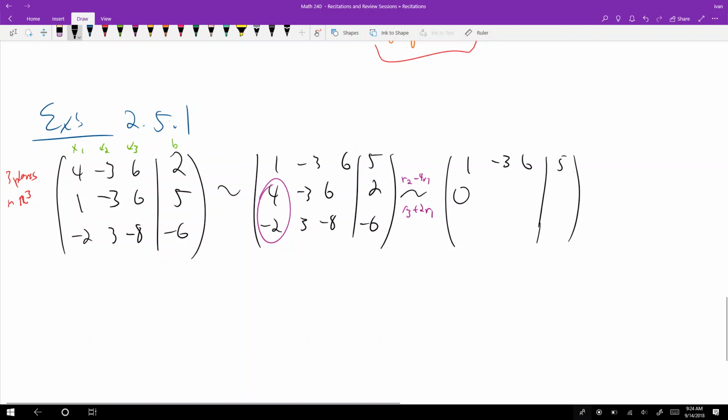Well, that's 0. This is negative 3 minus a negative 12, so that's plus 12. This is 9. 6 minus 24, negative 18. 2 minus 20, negative 18. Okay, and then row 3 becomes 0. 3 plus negative 6, negative 3. Negative 8 plus 12, 4. Negative 6 plus 10, that's positive 4. All right.